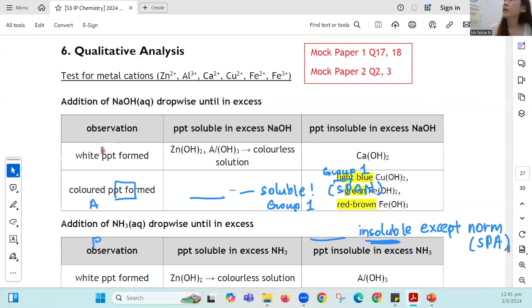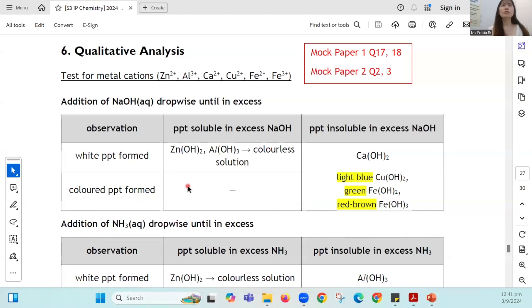Okay, so next part over here on qualitative analysis. How to remember, right? Usually my students also find it very difficult. Wow, the table is so long, sometimes soluble, sometimes insoluble. How do I remember soluble, insoluble? Confused, right? Okay, so how to remember? There's a method to remember.